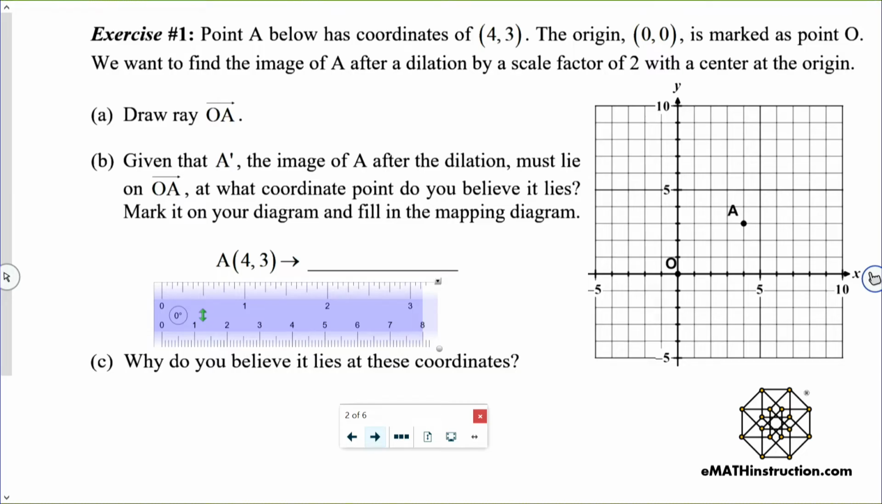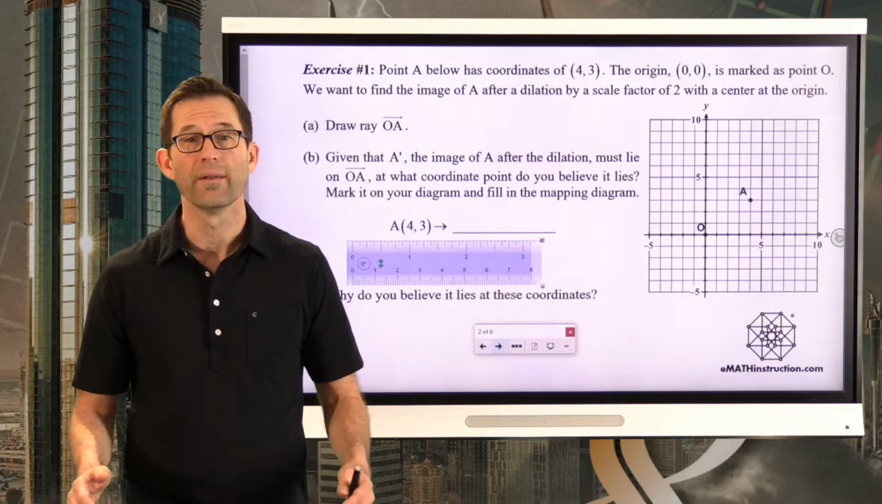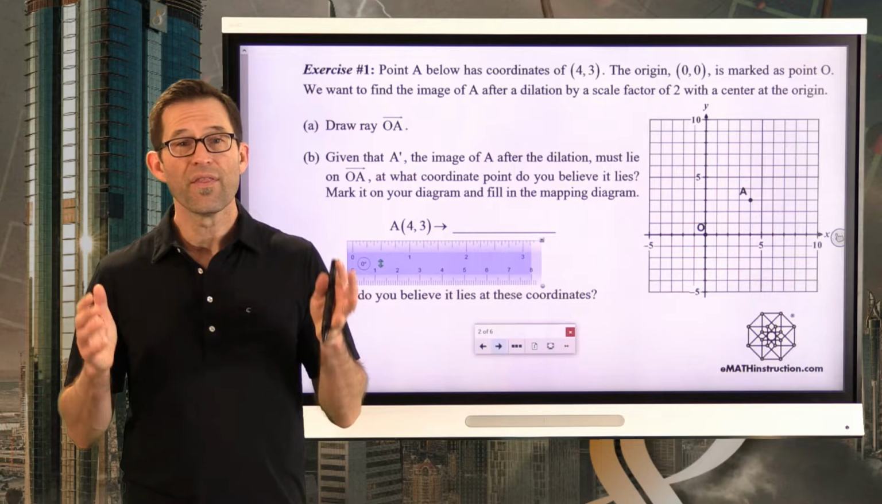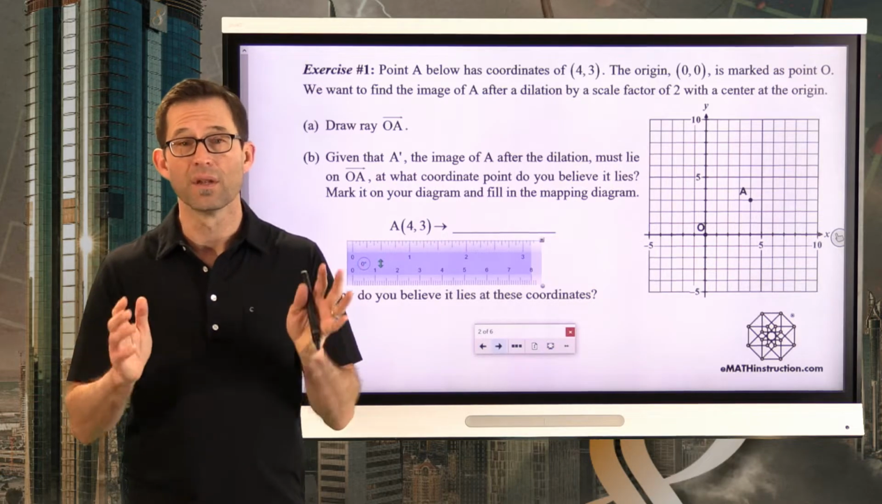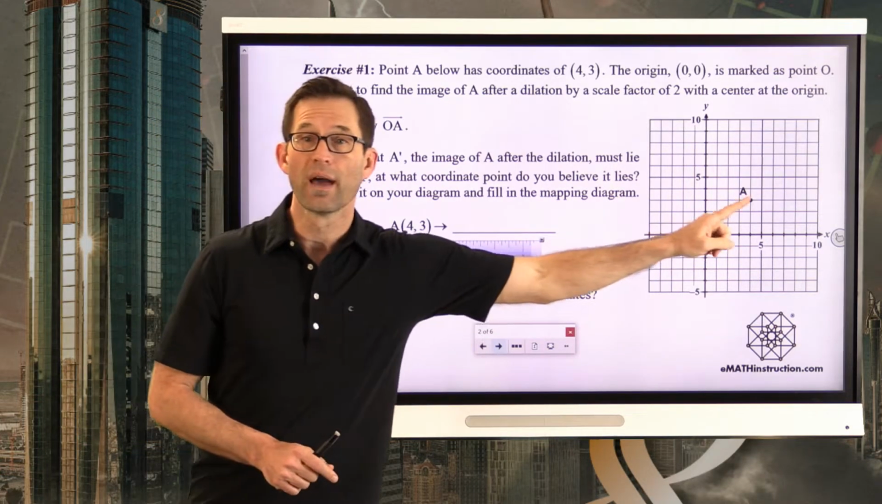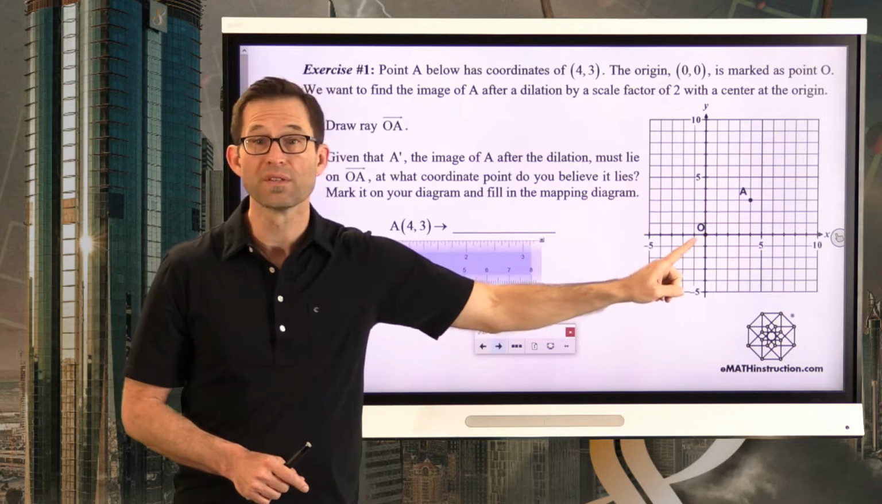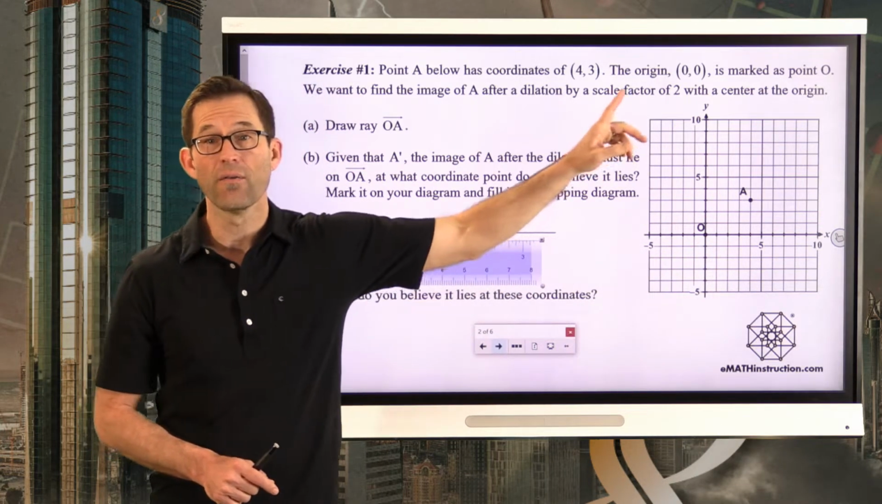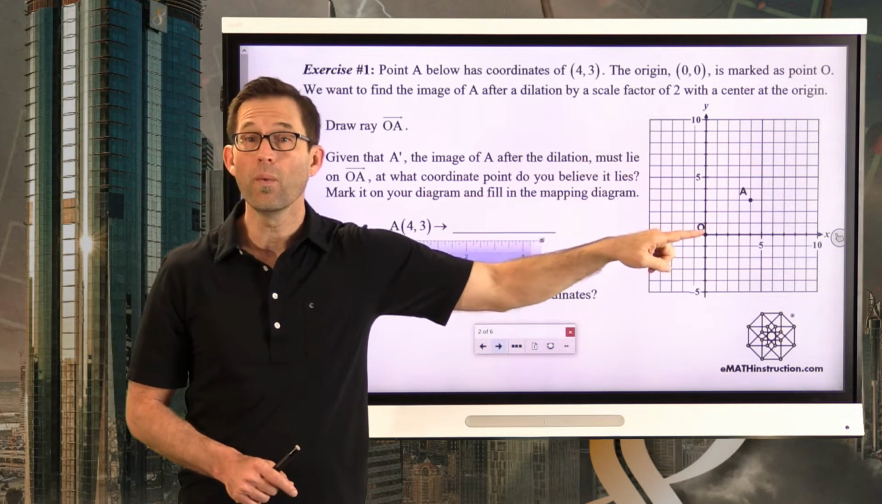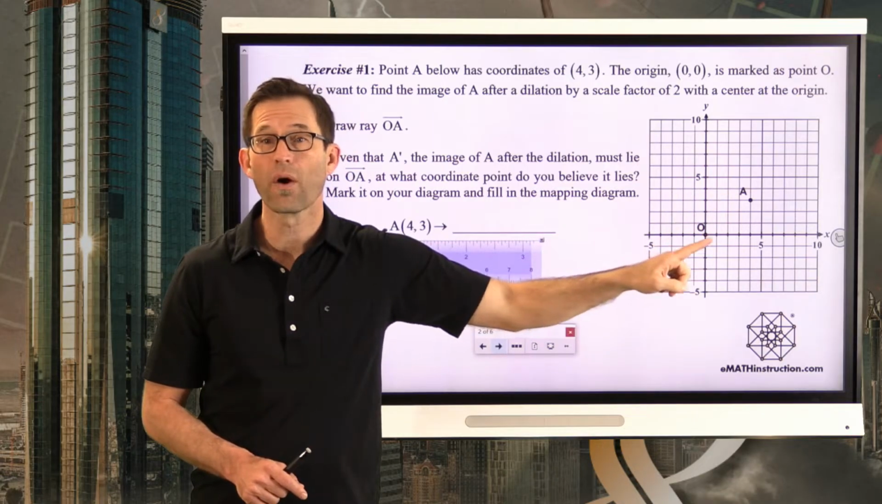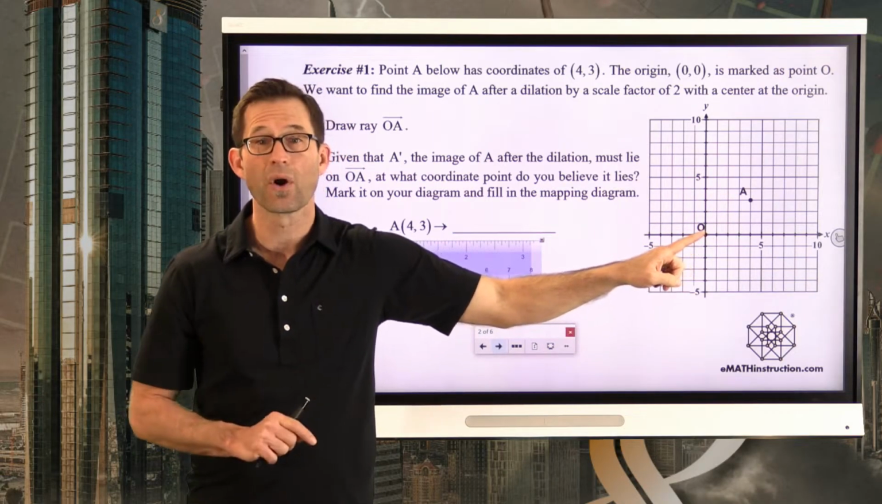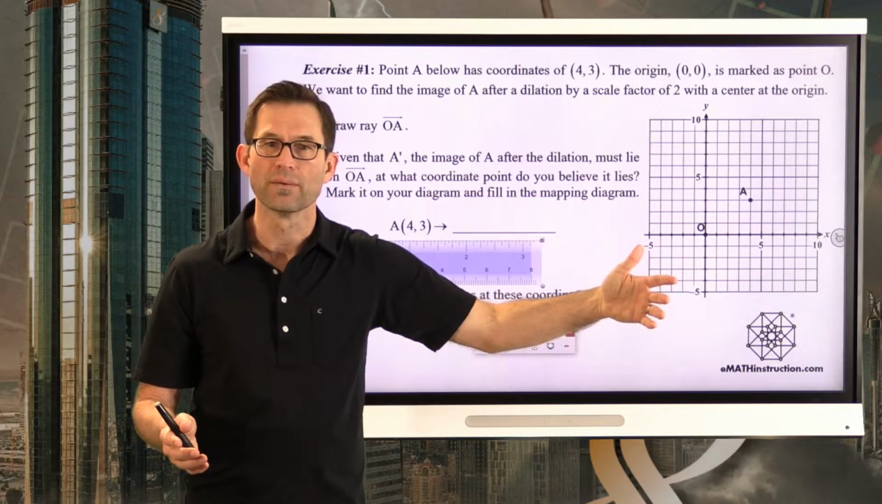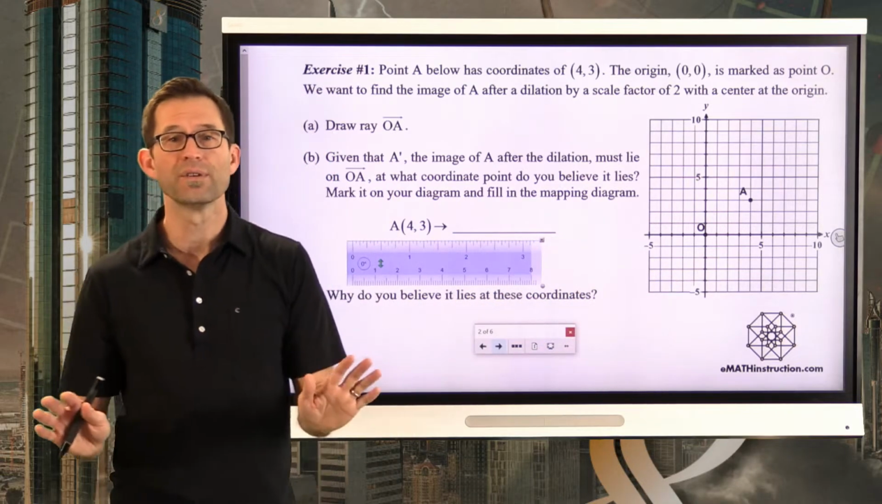We want to find the image of A after a dilation by a scale factor of 2 with a center at the origin. All right, now remember what that means. Saying that we want to do a dilation of this point using this point as its center and a scale factor of 2 means that we want to make this point twice as far away from the origin as where it started, but in the same direction. All right, so letter A, very simple.